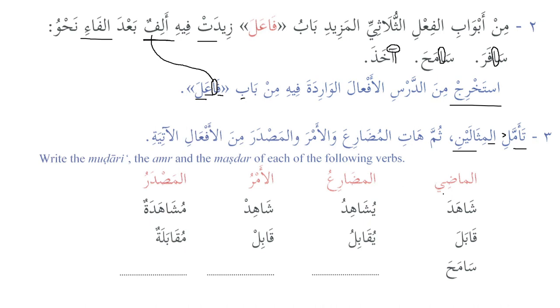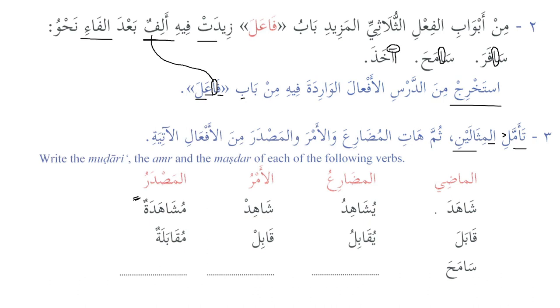So we have al-madi, past, al-mudari'u, the present, al-amru, imperative, al-masdaru, the masdar or infinitive. Shahada, this is example number 1. Shahada, yushahidu, and fail al-amr is shahid, and al-masdaru is mushahadatun. Or we can also say, as we normally say, mushahadatan. Both of them are okay.